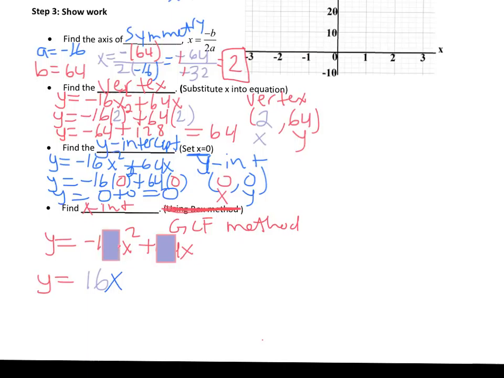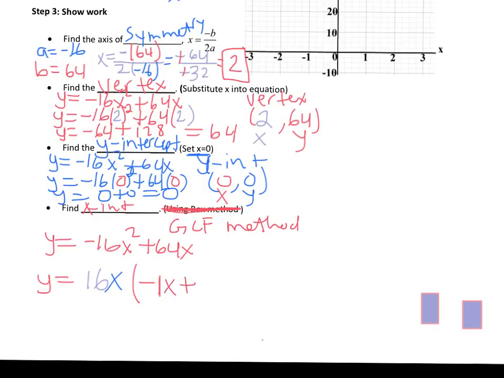Alright, so I'm going to remove these boxes and then put a parenthesis. So if we were to take 16 out of 16, a negative 16x, 16 out of negative 16, we will be left with just a negative 1. If we were to take an x out of x squared, we would just be left with 1 of the x.